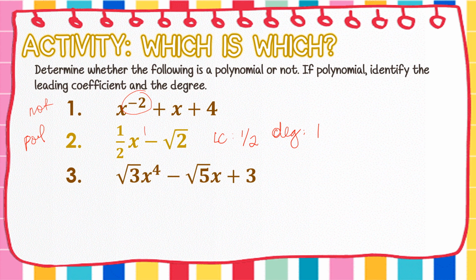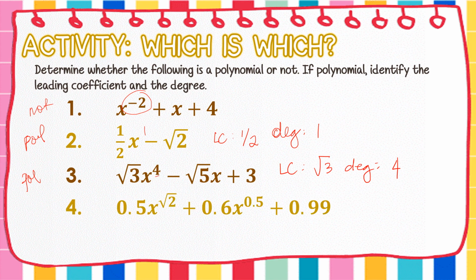Number 3. Yes, this is a polynomial. Ang leading coefficient natin ay square root of 3. Ang ating degree ay 4. Again, degree is the highest exponent. Next. Okay, not polynomial. Kasi, ayan, ang ating exponent, nagkaroon tayo ng radical, at meron tayong decimal exponent. So, dapat ay whole number, positive whole number, including 0.